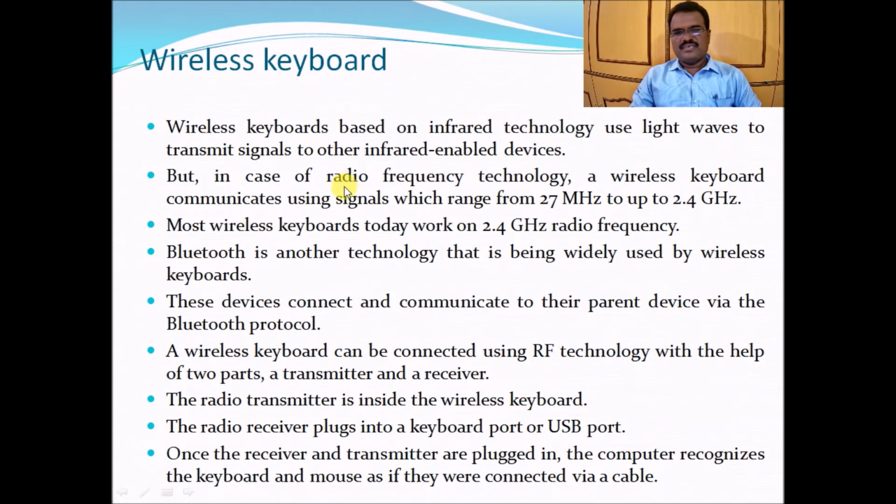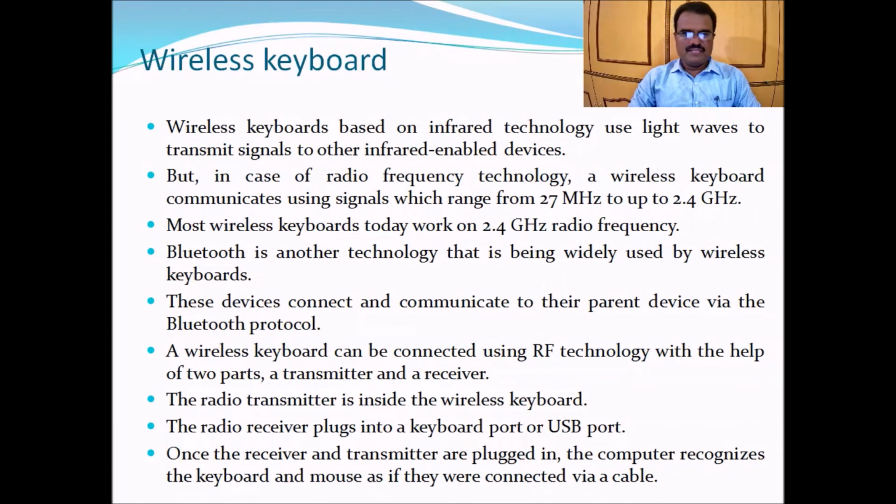How does a wireless keyboard work? Wireless keyboards based on infrared technology use light waves to transmit signals to other infrared enabled devices. But in the case of radio frequency technology, a wireless keyboard communicates using signals which range from 27 MHz up to 2.4 GHz. Most wireless keyboards today work on 2.4 GHz radio frequency. Bluetooth is another technology that is being widely used by wireless keyboards. These devices can connect and communicate to their parent device via the Bluetooth protocol.